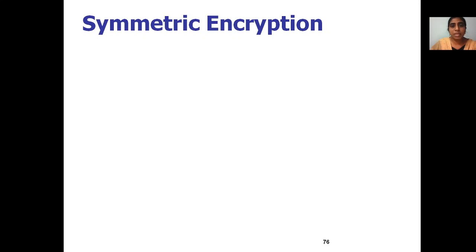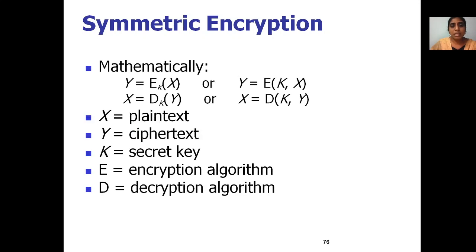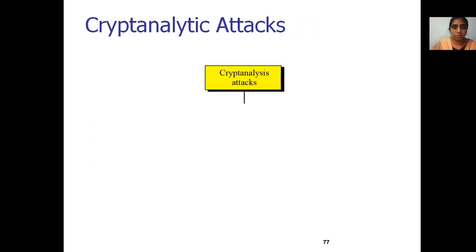Coming to symmetric encryption, these are the notations we are going to use. Y equals E of K comma X, that is the encryption with key K of the data X, and decrypting Y with K gives back X. So X is the plaintext, Y is the ciphertext, K is the secret key, E represents the encryption and D represents the decryption.